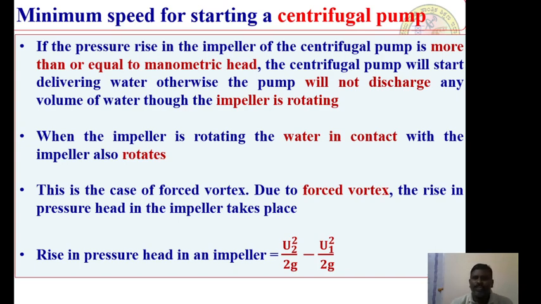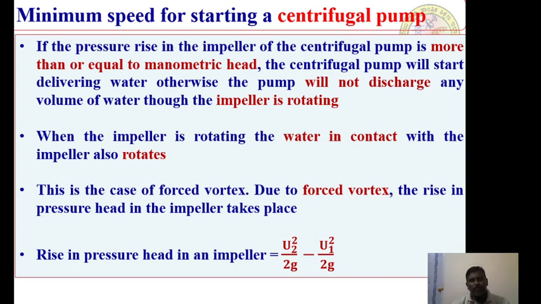When the impeller is rotating, the water in contact with the impeller also rotates. So this is the case of forced vortex. Due to forced vortex, the rise in pressure head in the impeller is going to take place. Therefore, this rise in pressure head in an impeller is equal to U2 square by 2g minus U1 square by 2g. What is the pressure rise in an impeller? P2 by rho g minus P1 by rho g.